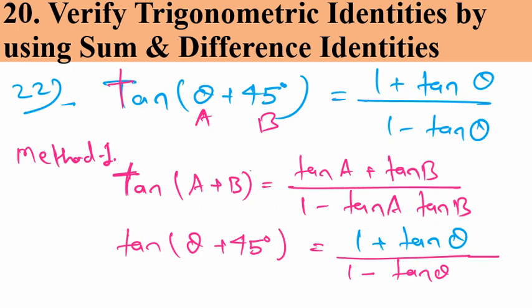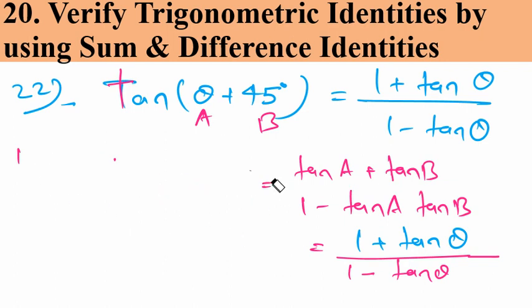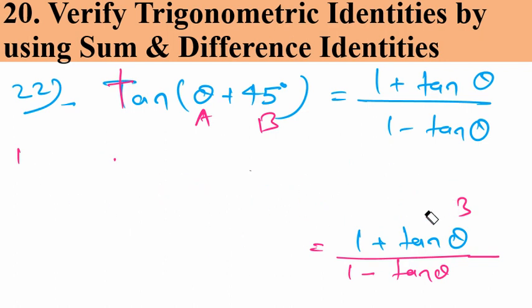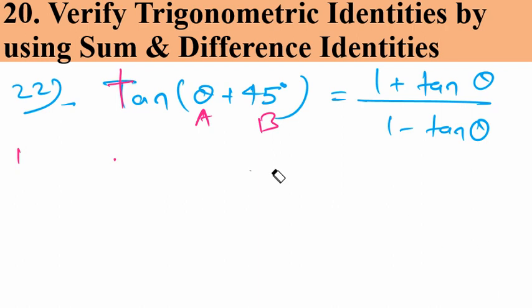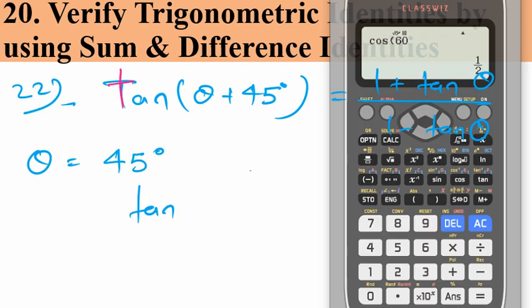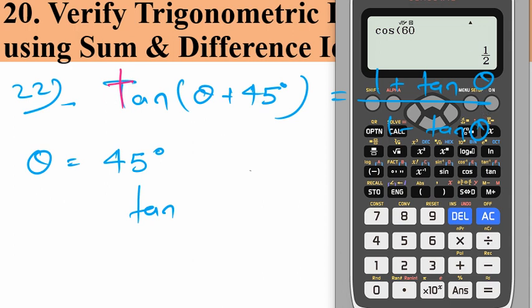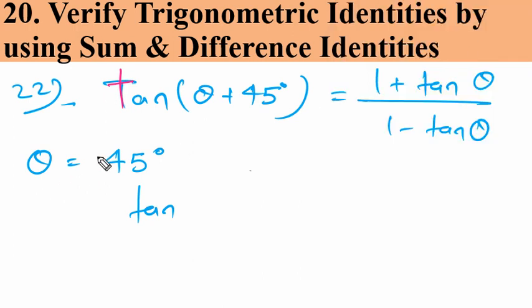Now method 2, what was method 2? In method 2 you will select some angle. So what angle do you want to select? Try it by yourself, select some angle and see if you can get the right answer. So let's take theta as 45 degree, right? Tan 90 will be undefined, I guess. So let's take theta as 0 degree. That will be better.